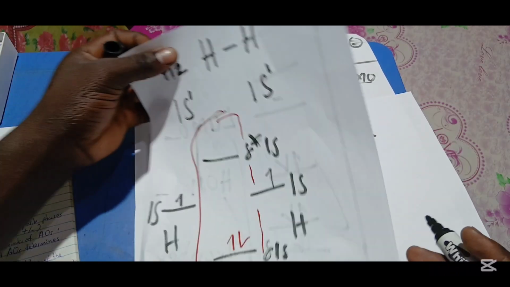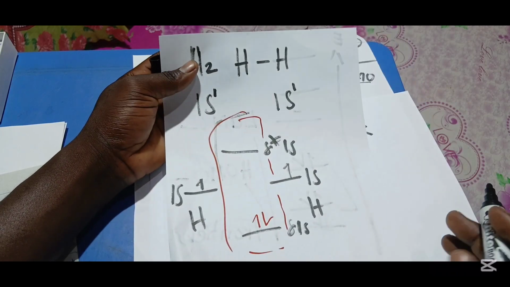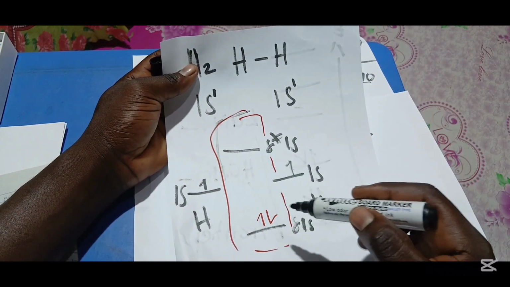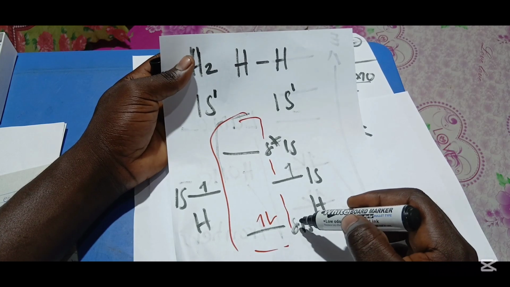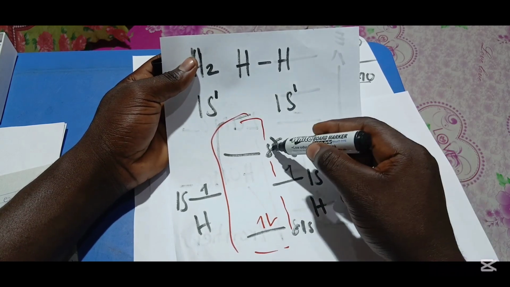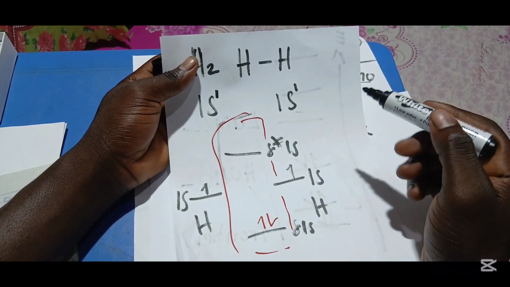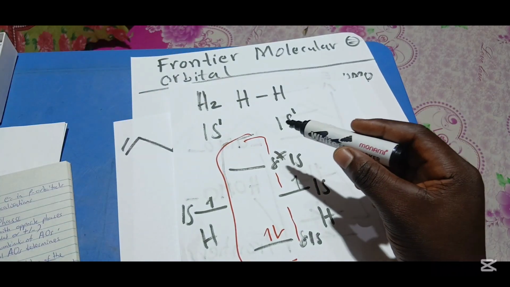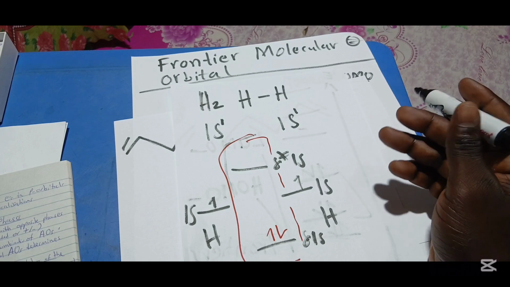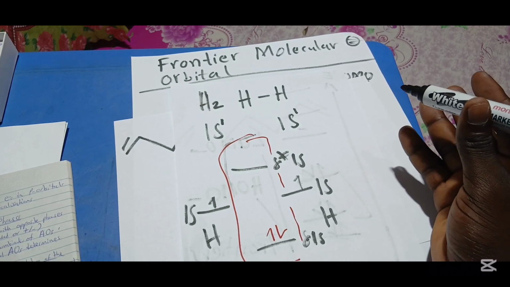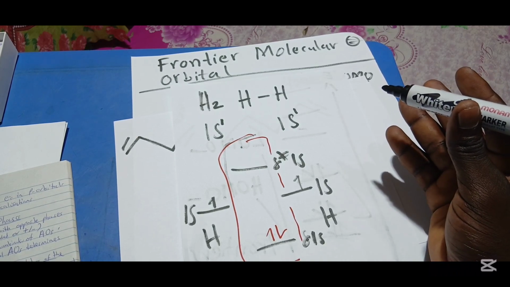Let me take you back to this again. As we were talking about molecular orbitals, we made mention of bonding orbitals and then anti-bonding orbitals. You can see that these anti-bonding orbitals and bonding orbitals are formed by certain phenomena: constructive and destructive interference, right?